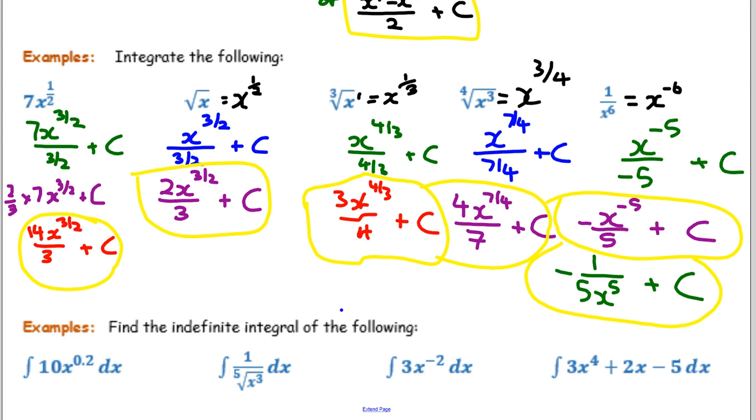So, and you can double check it. Let's double check it. If we differentiated this, negative x to the -5 over 5, would we get x to the -6? Let's double check that. Negative 5 times negative 1 makes 5.